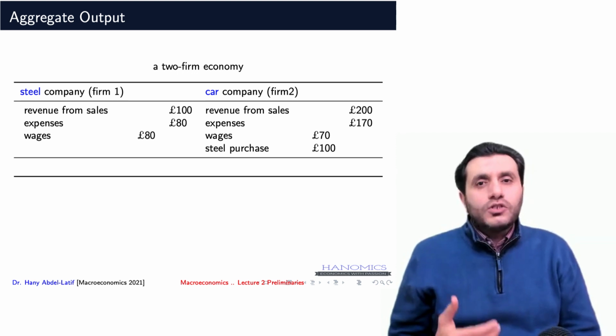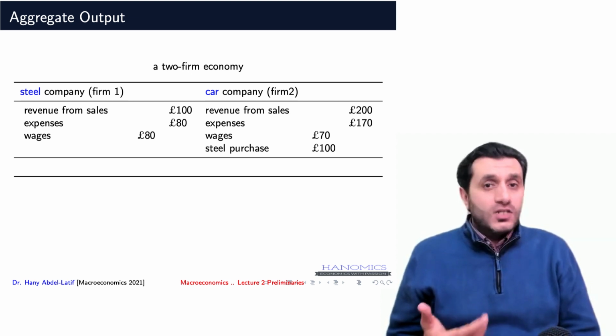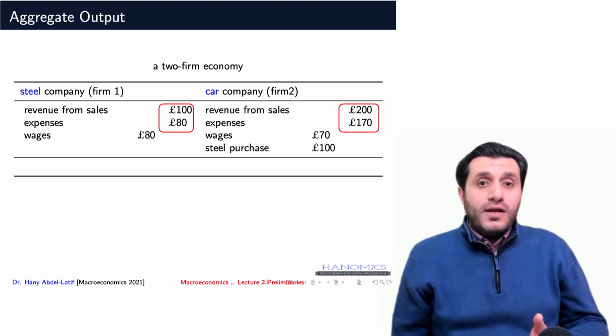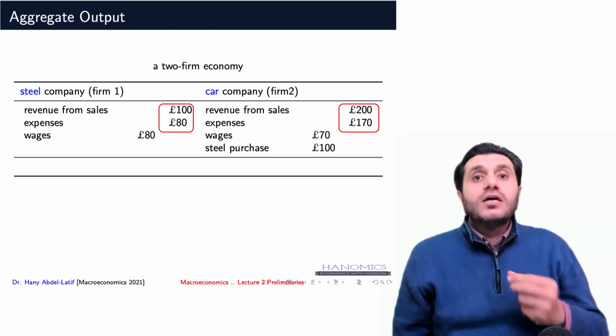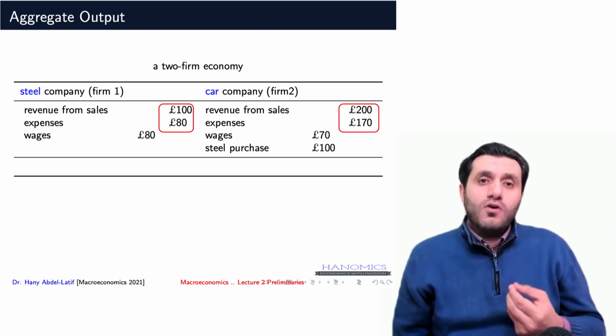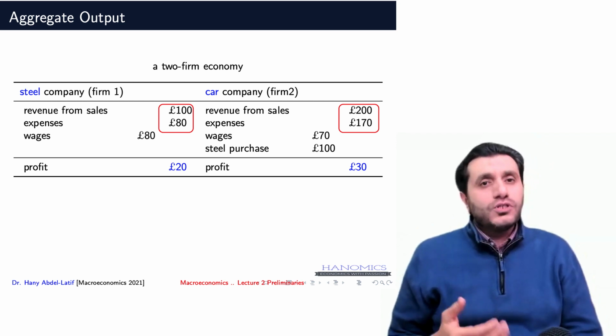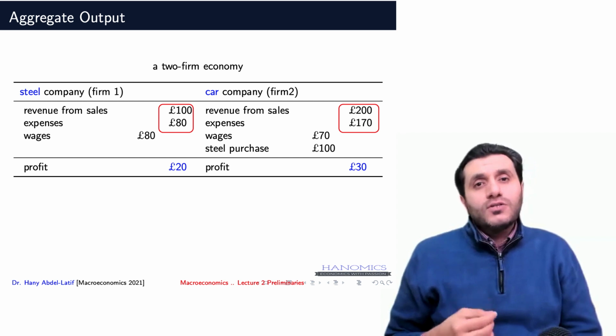Now let's see how much profit each firm makes. You need to subtract expenses from sales revenue. For Firm 1, this would be £100 from sales minus £80 expenses, which gives £20 of profits. Firm 2 makes £30 profit, which is the £200 revenues minus the £170 cost.